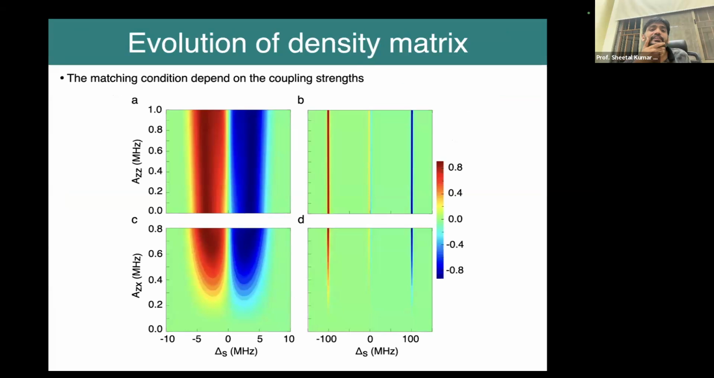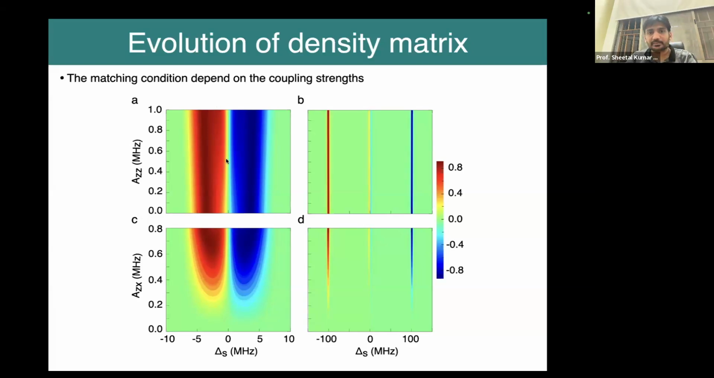So based on this, when we did the simulations, it turns out that the matching conditions, which we could guess by looking at the Hamiltonian, depend on the hyperfine interactions themselves. So these are the solid effect conditions, right? And now if you increase the hyperfine couplings, like here is the ZZ component, and here, so that is A and B in the earlier notation. And these are the simulations.